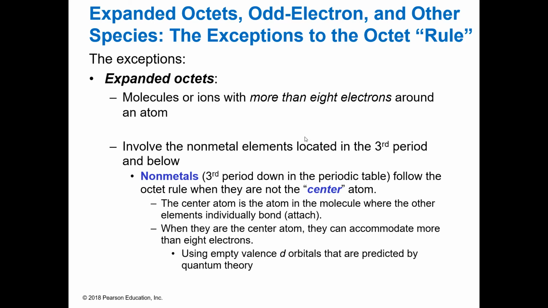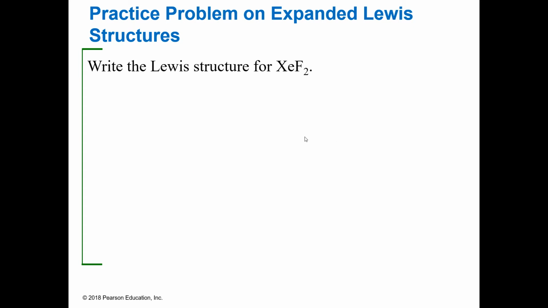In order for this to happen, that specific element has to be located in period 3 or higher. So nonmetals in period 3 or higher in the periodic table will follow the general rules of the octet rule when they are not the central atom. Here we are looking at atoms that have expanded octets on the central atom. The only reason this is possible is because of the empty d orbitals. Let's look at an example.